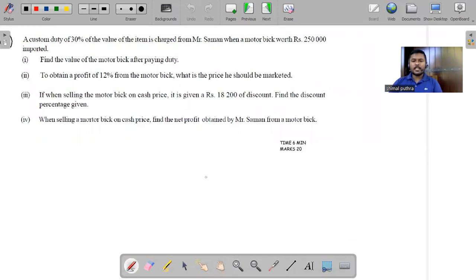The person is Mr. Saman. He imported a motorbike. This is the motorbike he imported. I'm not good at drawing, but imagine this is the motorbike, and this is Mr. Saman. The customs duty is 30%. He paid 30% to the Sri Lankan government.